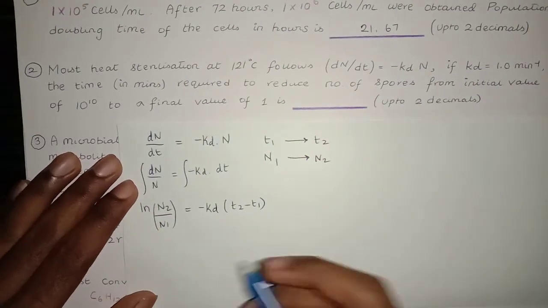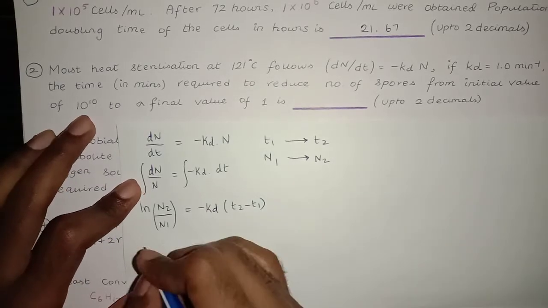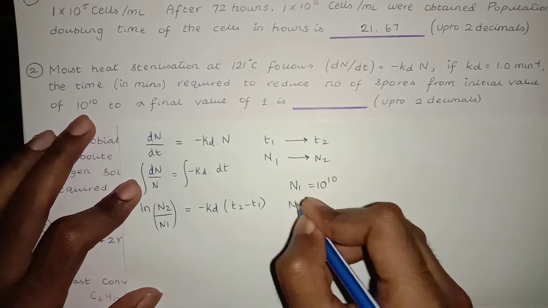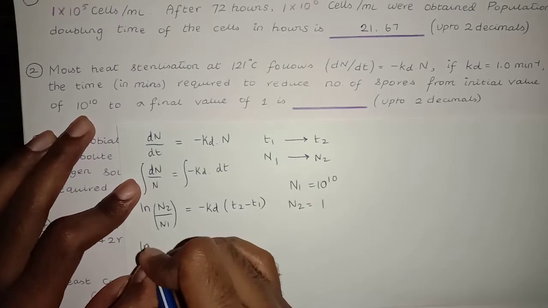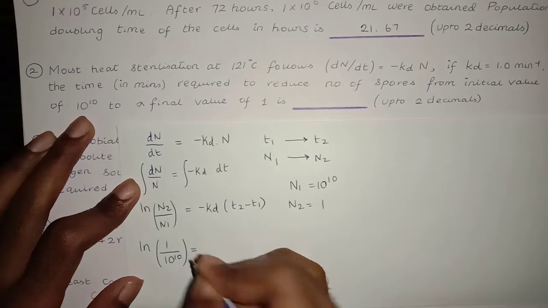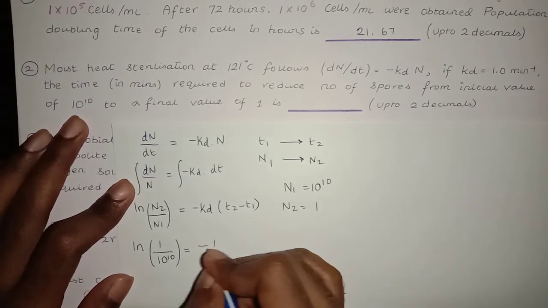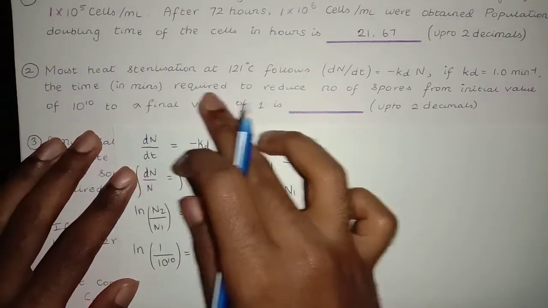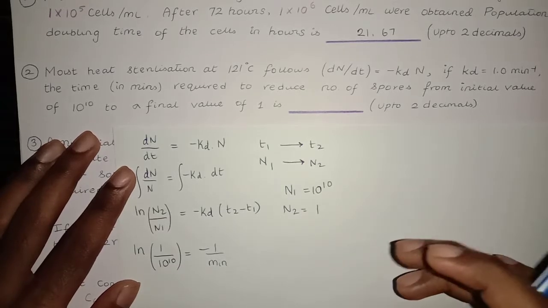Let's plug in the values we know. The initial value is 10^10 cells. So n1 is equal to 10^10 and n2 is equal to 1 cell. Therefore ln of 1 over 10^10 is equal to minus kd, which is 1 over minute, times the time required to reduce. Let's assume t1 to be 0. That is the starting point.